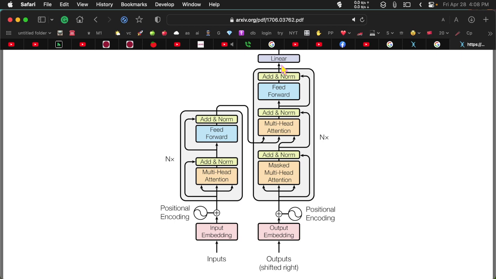Anyway, I hope that this has been helpful in understanding what's going on in self-attention.